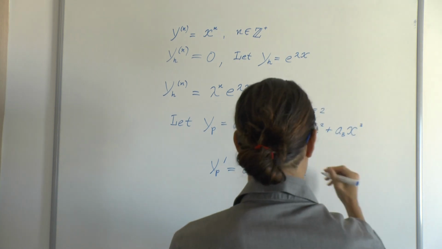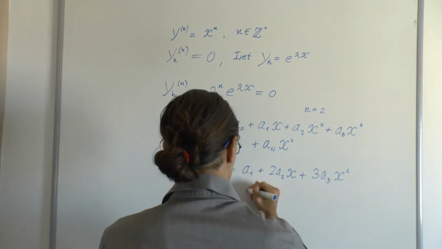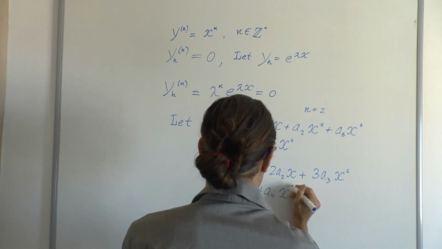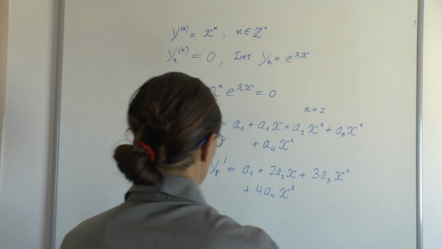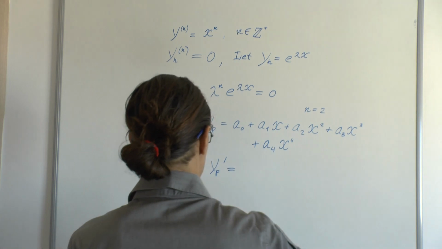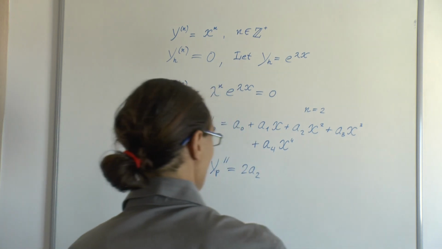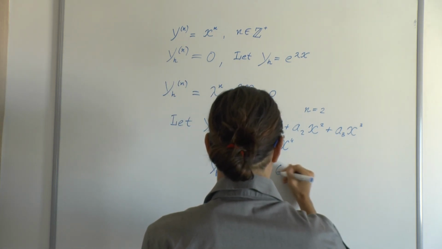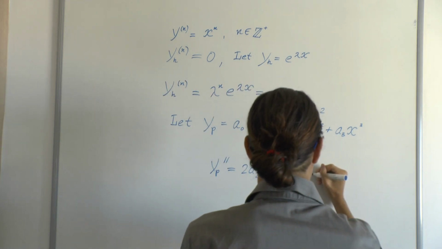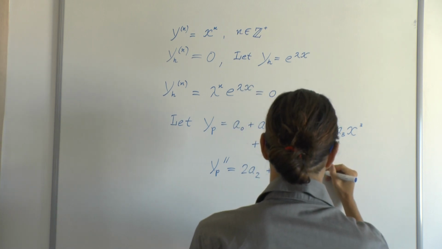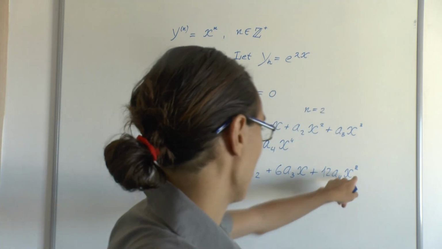x, a3 x cubed. So 3a3 x squared plus 4a4 x cubed, and so on. And in the second derivative, I'll rewrite it. The a1 term disappears, so we'll be left with 2a2, then plus 6a3x, plus 12a4 x squared. See? And we'll have the x squared term right here.